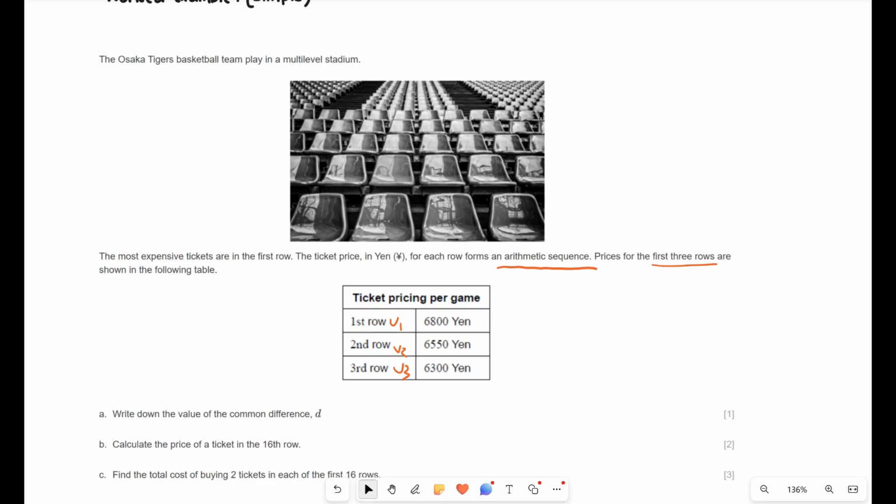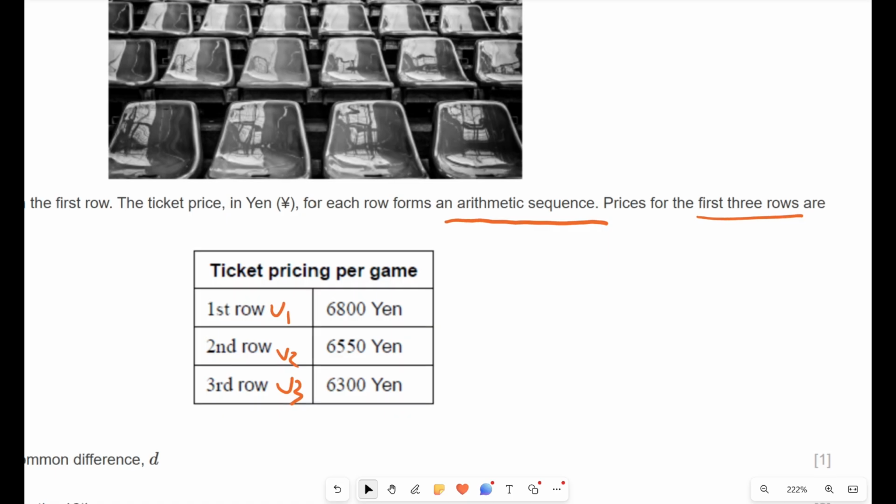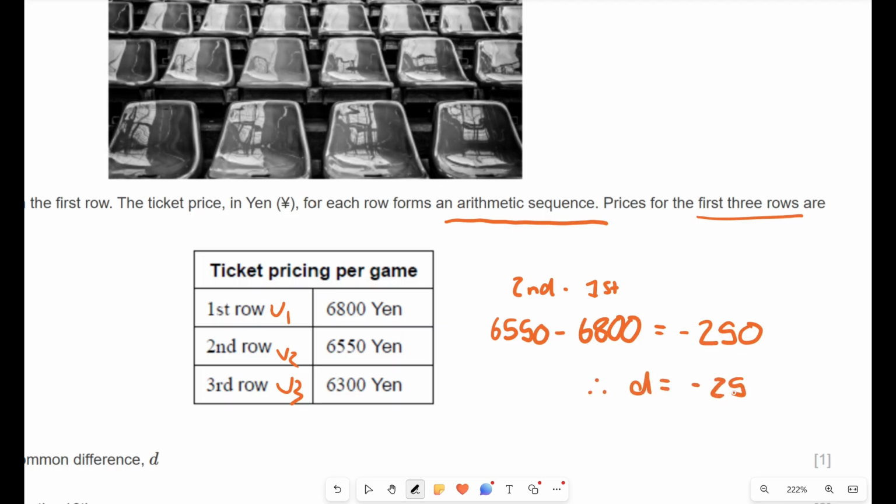To do that, all you have to do is subtract. You can pick 2 of the terms, so let's do the second term, subtract the first term, and that would give us our common difference. So in this case, that would be 6,550 subtract 6,800, and that would give us negative 250 as our common difference. So d equals negative 250. And that would be our answer to part A.